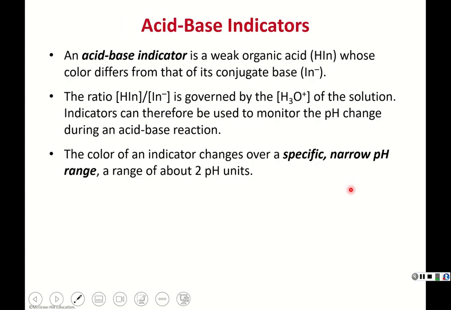Okay. The last thing we'll talk about in this section is acid-base indicators. The acid-base indicators are usually weak organic acids. The color changes when it changes from the acid form to the basic form. The ratio of the difference between acid and base is governed by the pH, or the H3O plus concentration of the solution. Because of that, you can use these to monitor the pH of a solution. The color change in these is usually over a specific and very narrow pH range.